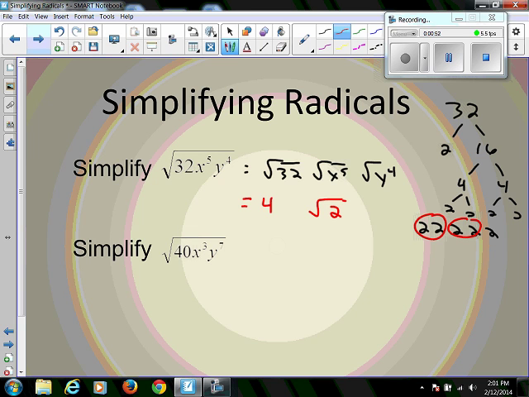Now I have 5 x's. I want groups of 2. I have 2 groups of 2, so I have x squared outside the radical, and I have 1 x that remains inside. Y to the 4th. I have 4 y's. I want groups of 2. I have 2 groups of 2, so I have y squared and no y's left. Remember to check this using your calculator.